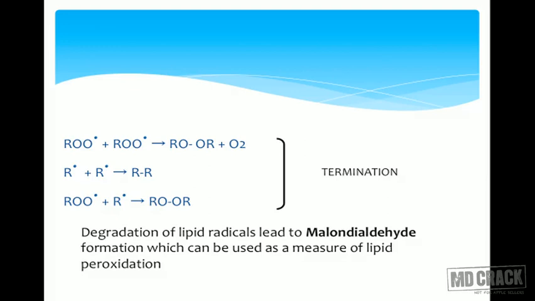It will result in the formation of a lipid non-radical. Now we can estimate this and it will tell how much lipid peroxidation had occurred. So we can come to know the level of free radicals or the level of damage to the lipid layer. The degradation of lipid radicals leads to the formation of a non-radical known as malondialdehyde, MDA, and this can be used as a measure for lipid peroxidation.